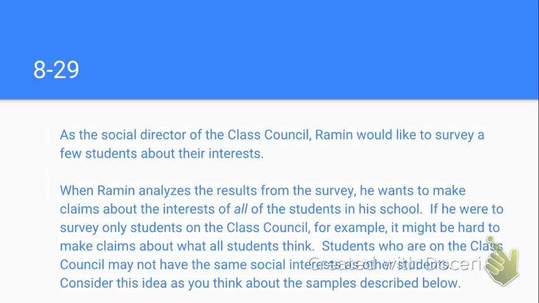As the social director of the class council, Raman would like to survey a few students about their interests. When Raman analyzes the results from the survey, he wants to make claims about the interests of all the students in his school. If he were to survey only students on the class council, for example, it might be hard to make claims about what all students think. Students who are on the class council may not have the same social interests as other students. Consider this idea as you think about the samples described below.